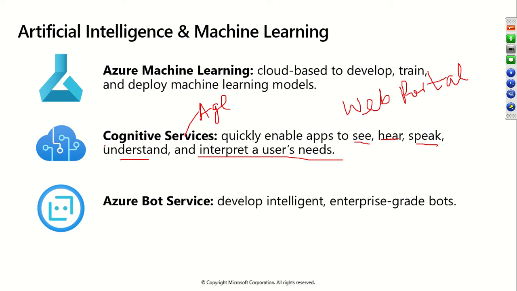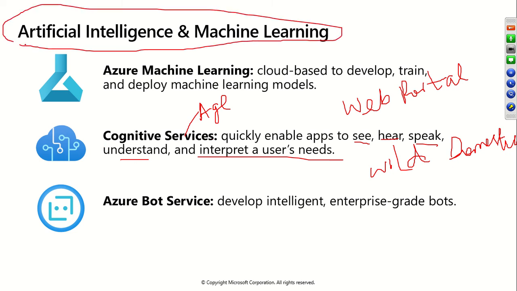And not only human beings, it can also work with categorizing things like animals. You know, we have wild animals and we have domestic animals. You can use your cognitive service to identify if a particular picture or video of an animal is a wild animal or a domestic animal. All of that are the possibilities of cognitive services, which fall under AI and machine learning.